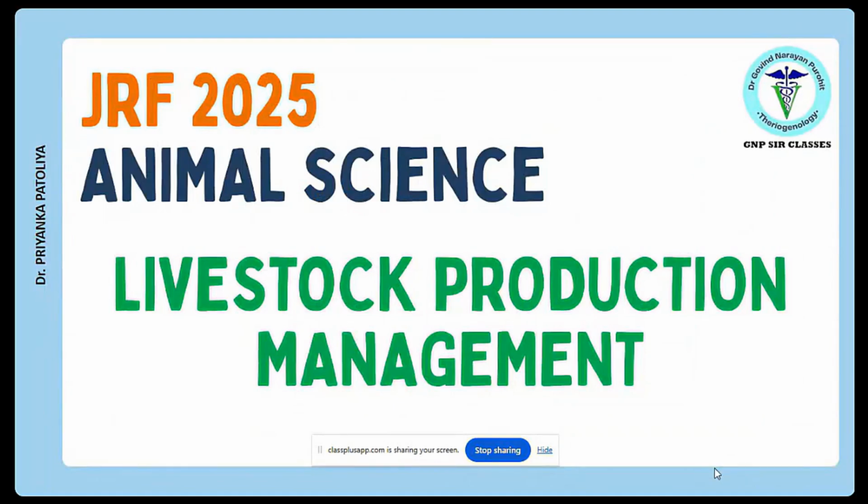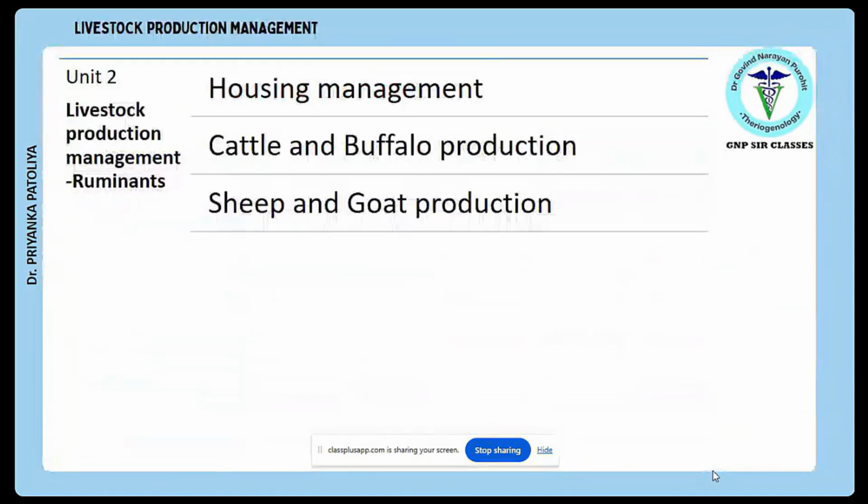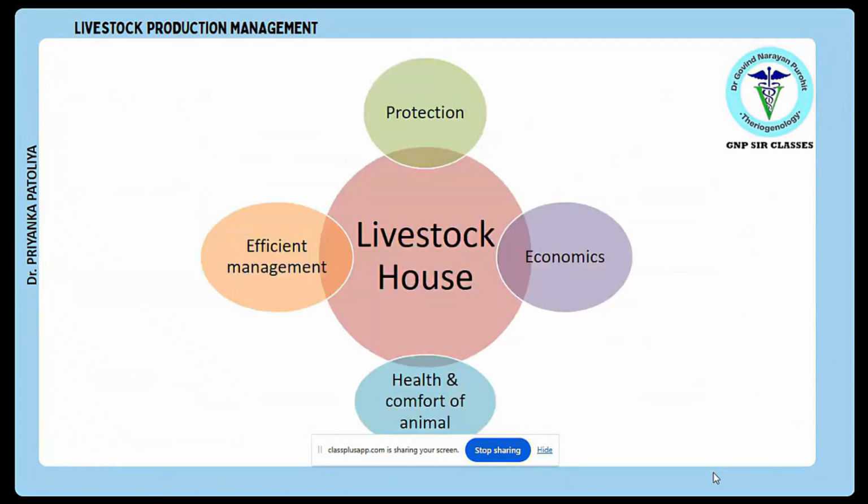Subject livestock production management, I will be discussing the second unit, that is livestock production management ruminants. Here I am covering the housing management of the livestock, especially related to the cattle, buffalo, sheep and goat, and cattle and buffalo production and sheep and goat productions.